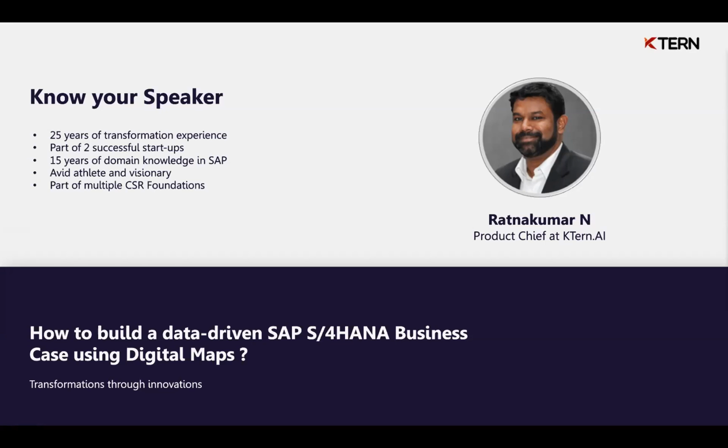Before we get started, I'll give a brief overview on KTern and also introduce our speaker for today. KTern is an automated digital workplace for SAP digital transformations. It has 5 digital streams: digital maps, digital projects, digital labs, digital process, and digital minds. They cover the entire life cycle of an SAP project.